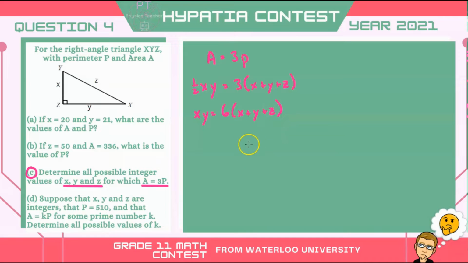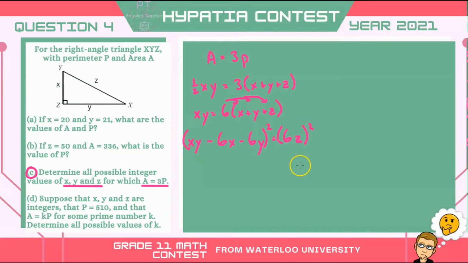Alright, so I'm going to continue manipulating this a bit. I'm going to start by distributing the 6 into x, y, and z, and then I'm going to solve for 6z. So what I'm going to have here is xy, and then we're going to minus that 6x, bringing it to the other side, and minus that 6y, bringing it to the other side, and I'm left with 6z. Next thing I'm going to do is I'm going to square both sides of the equation.